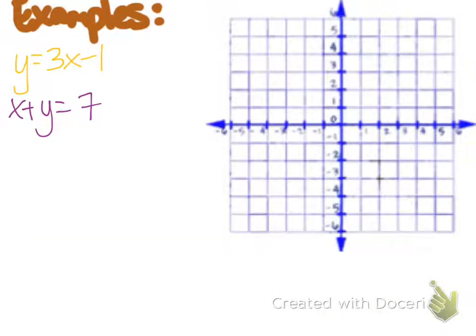So let's take a look at a couple of examples. So first of all, we're going to graph y equals 3x minus 1. This is already in slope-intercept form. So we're just going to go to the y-intercept of -1, and then my slope is 3, which means I go up 3 and over 1. Up 3 and over 1.